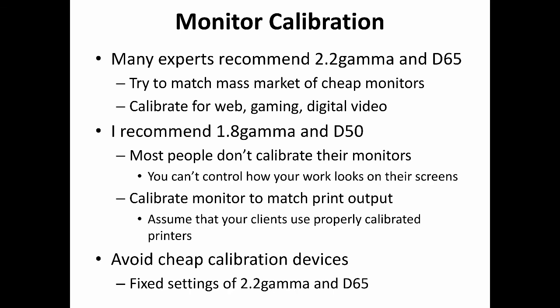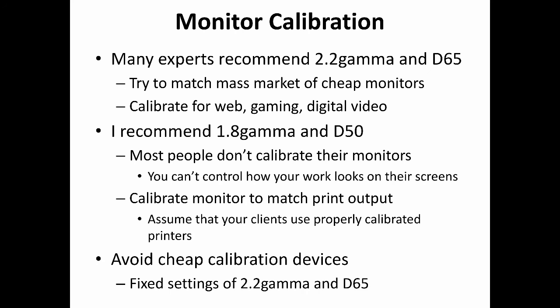Now, even though these computers are now all shipping with the same standards of 2.2 gamma and D65, it is possible to go into the computer system and change these settings. It's also possible during the calibration process to change these settings from one to another. So the question then becomes, when you calibrate your monitor, which of these settings do you choose? Do you stick with the standard 2.2 gamma and D65, or would there be a reason to possibly change to other settings?